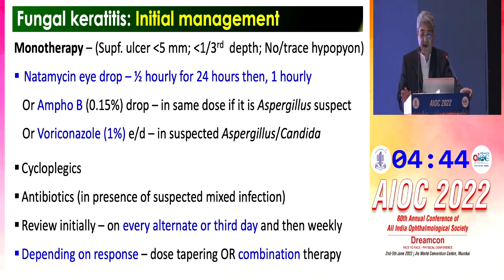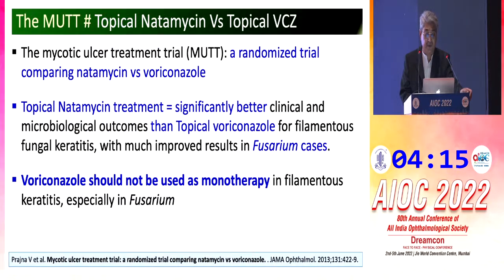Monotherapy, depending upon the size, shape, and hypopyon of the ulcer: natamycin or amphotericin B is the choice, along with a cycloplegic and antibiotic. Depending upon the response, initially you give it hourly, as Dr. Namrata said, even during sleeping hours; you try to motivate the patient. Then review initially on alternate days or the third day, then weekly. And depending upon the response, you taper the dose or may start combination therapy.